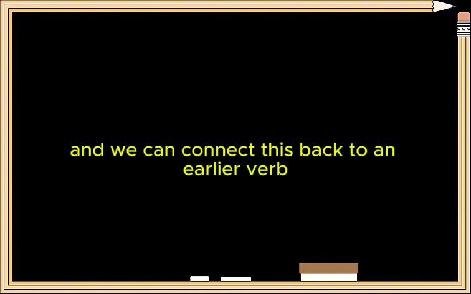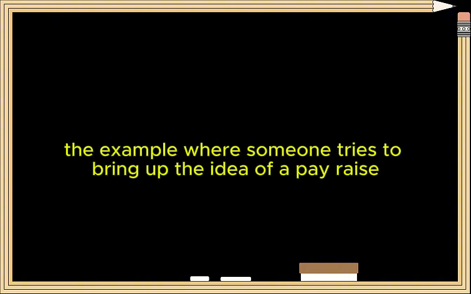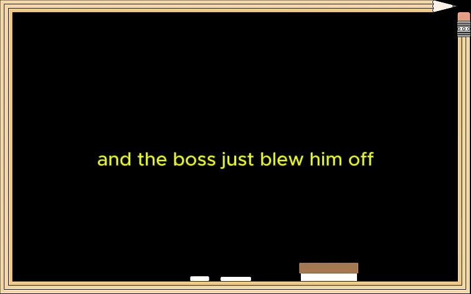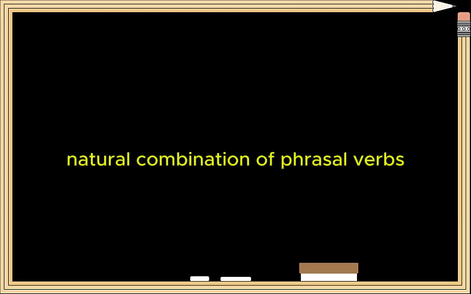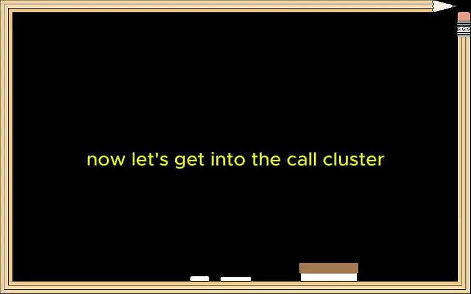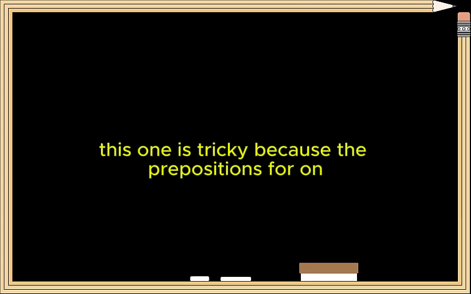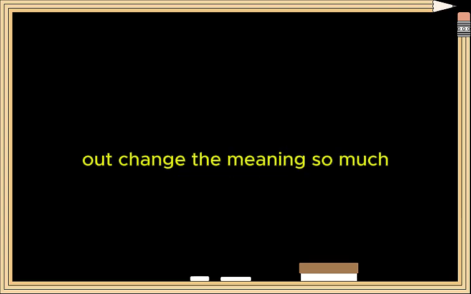And we can connect this back to an earlier verb. Remember the example where someone tries to bring up the idea of a pay raise? And the boss just blew him off. Yes, that's a very fluent, natural combination of phrasal verbs. Now let's get into the call cluster. This one is tricky because the prepositions for, on, out change the meaning so much.